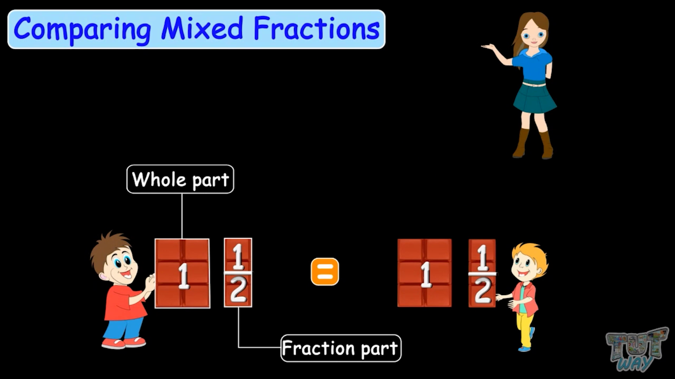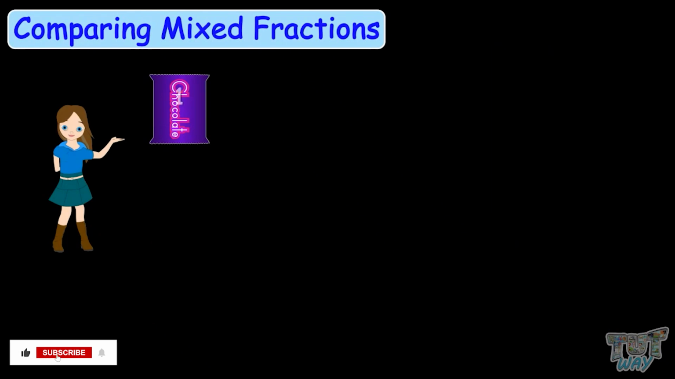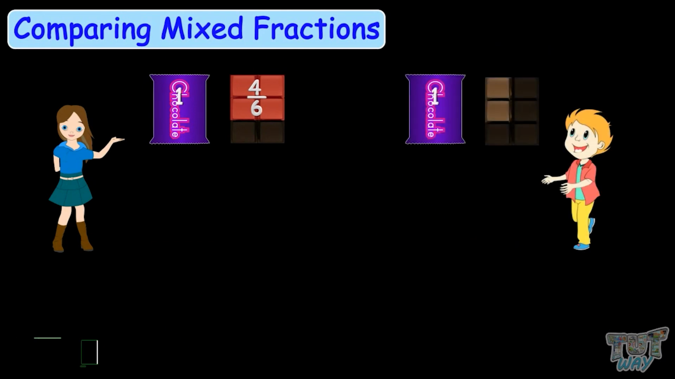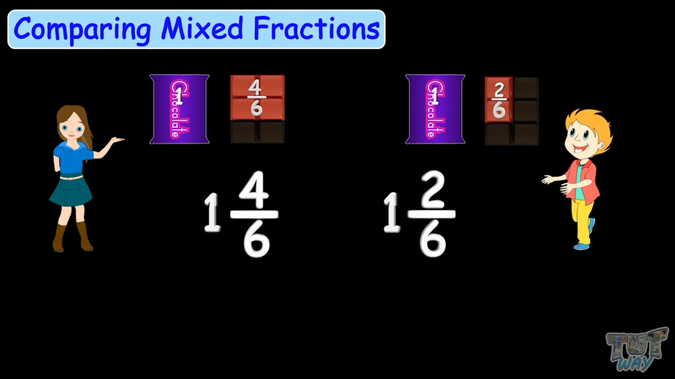Now, let's have another example. Tia has 1 whole chocolate and also a 4/6 chocolate. Sam has 1 whole chocolate and also a 2/6 chocolate. Now, who has a bigger share of chocolate? Here comes a comparison of mixed fractions. One child has 1 4/6 chocolate, and the second child has 1 2/6 chocolate.